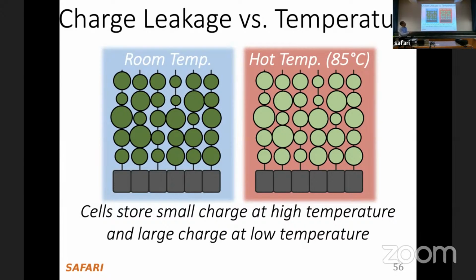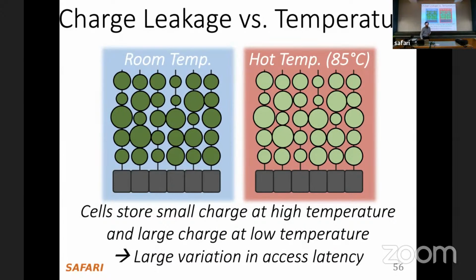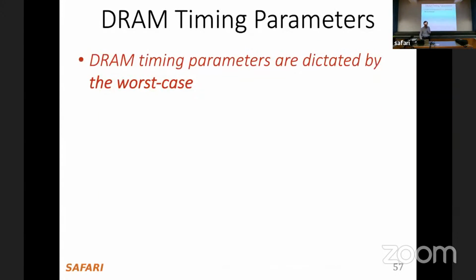In the hot temperature, they're leaking faster, which means that there's a large variation in access latency across temperatures. You can access the cells much faster if you're operating at lower temperatures because they've leaked less charge. This is true for fast cells as well as slow cells. And if you're operating at high temperatures, for reliable operation, you should really increase your latency parameters in general if you want to differentiate between these.